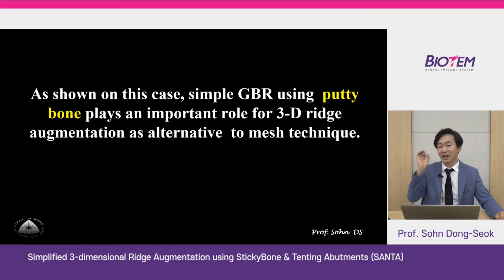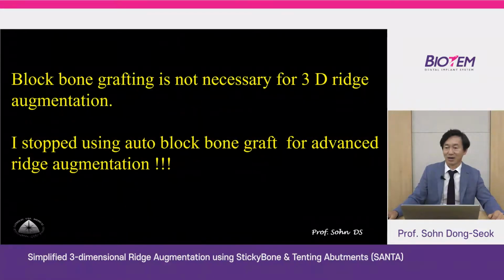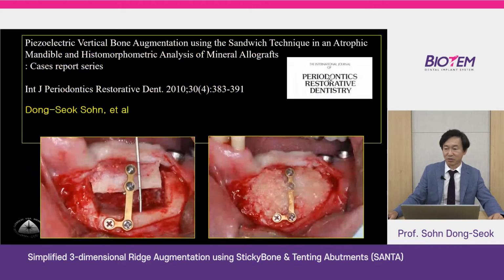As shown in this case, simple GBR using particulate bone plays an important role for 3-dimensional ridge augmentation as an alternative to the titanium mesh technique or block bone technique. So block bone grafting is not necessary for 3-dimensional augmentation anymore. In my practice, I stopped using the autogenous block bone technique for advanced ridge augmentation more than 10 years ago.